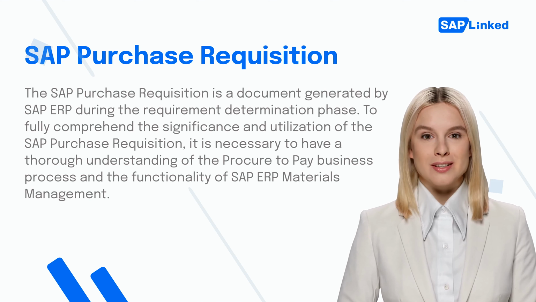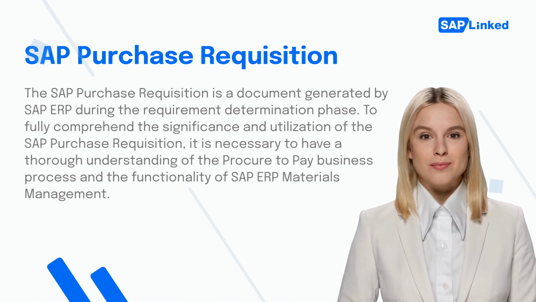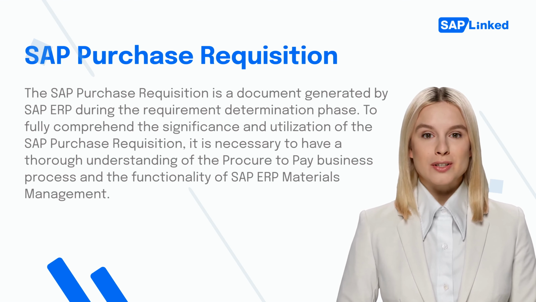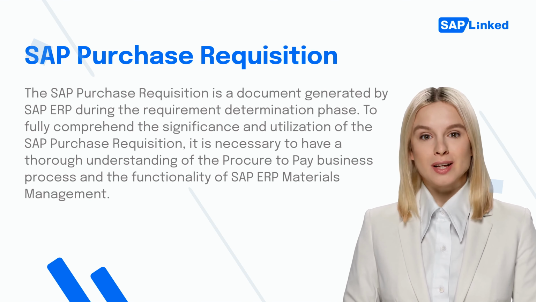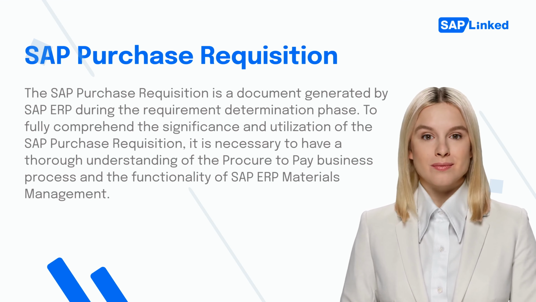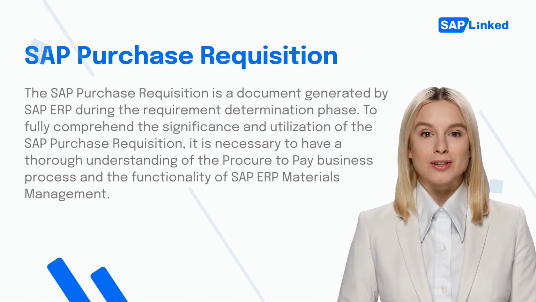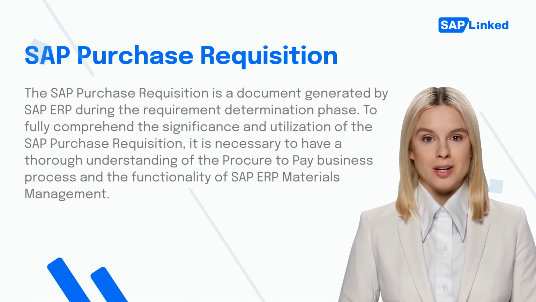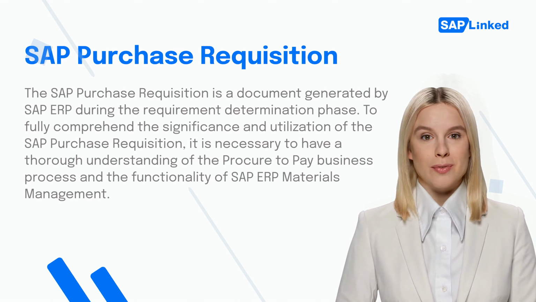Companies obtain goods and/or services to fulfill their needs through a set of activities referred to as the procure-to-pay business process. SAP has introduced SAP ERP software to assist companies in managing their daily work, specifically the procure-to-pay process. SAP has developed functionality to cover the entire procure-to-pay process, which they refer to as materials management.